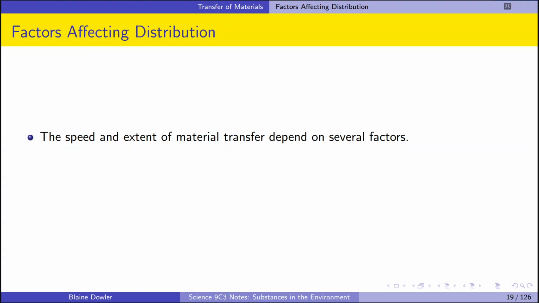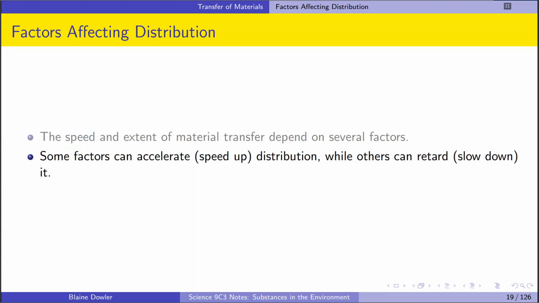Factors affecting distribution. The speed and extent of material transfer depend on several factors. Some factors can accelerate or speed up distribution, while others can retard or slow it down. Here, retard, we are using the short E sound, the R, more like a short U. We're only applying it to inanimate objects, never to human beings.